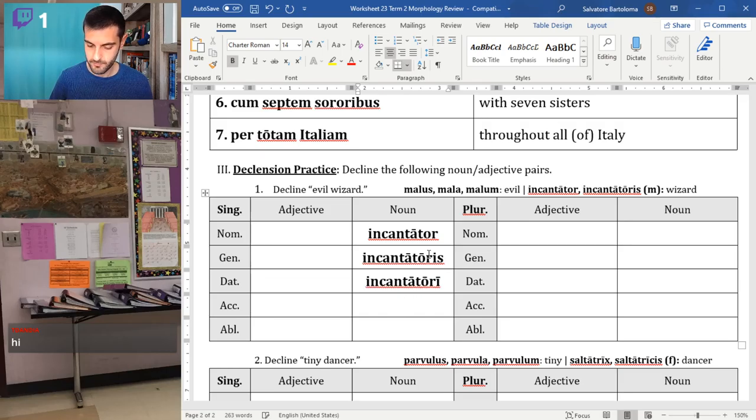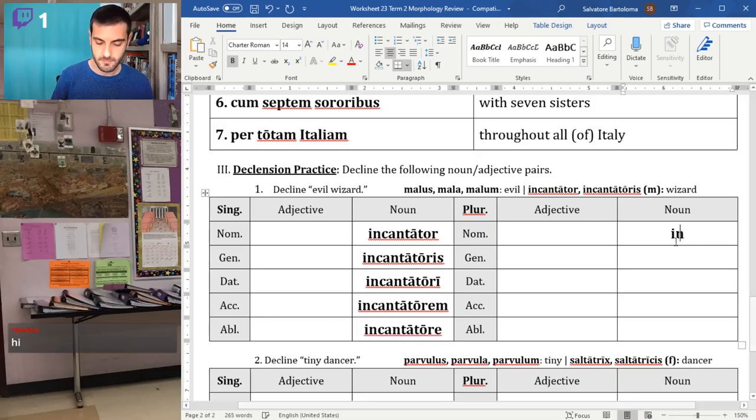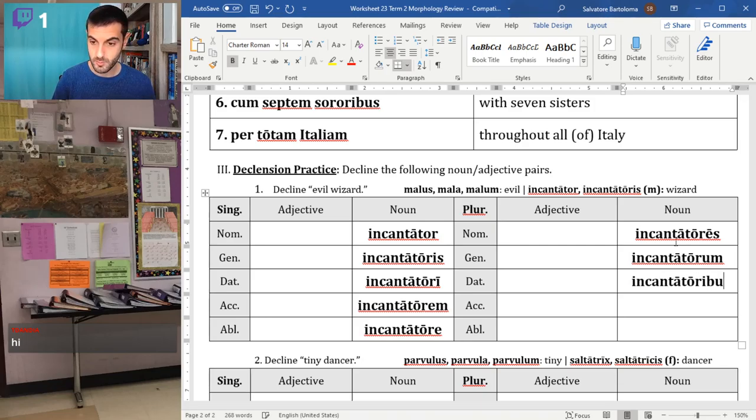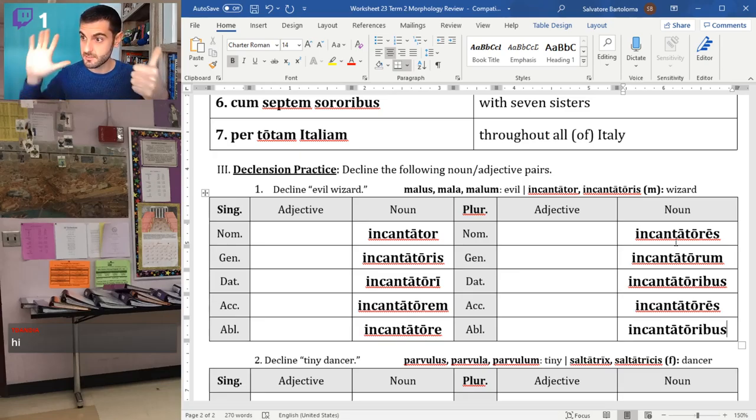Incantatori for the dative. Incantatorem. Incantatore. I know it's a big long stem, but don't lose it. Incantatoris, incantatori, incantatorem, incantatore. The plurals, incantatores, incantatorum, genitive plural not accusative, incantatoribus, incantatoris, incantatoribus. Woo! Incantatoribus. Six-syllable word.